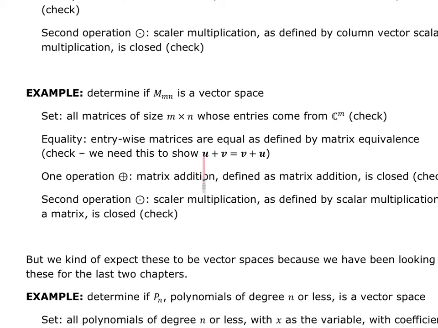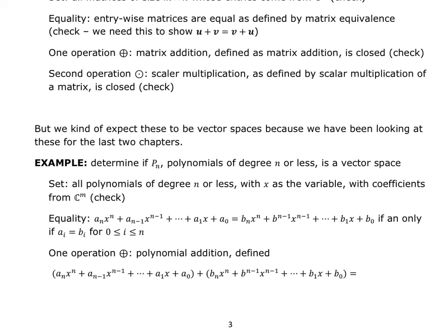So we need that to show that u plus v and v plus u are the same, and so that we have the equality. We're going to define our first operation, which is going to be just matrix addition, exactly as we expect. It is closed, so check, got that one done. The second operation, we're going to call it scalar multiplication, as defined by scalar multiplication as we expect of a matrix. It is also closed. Check. So some of these are like, yeah, why are we going through that? Well, because we can, and it's nice, easy setups to show that these are vector spaces.